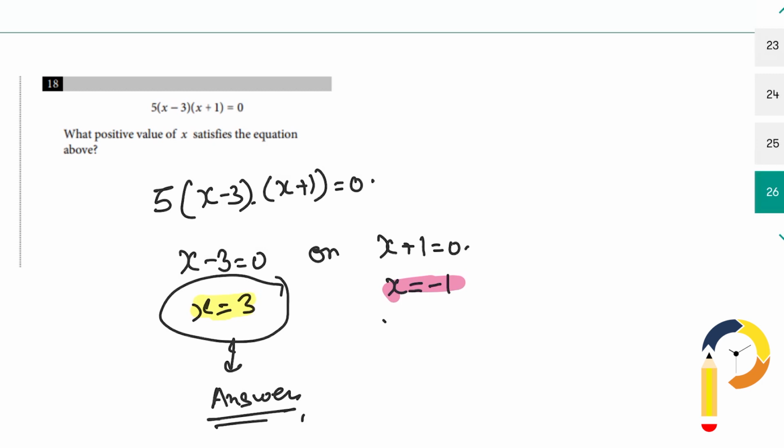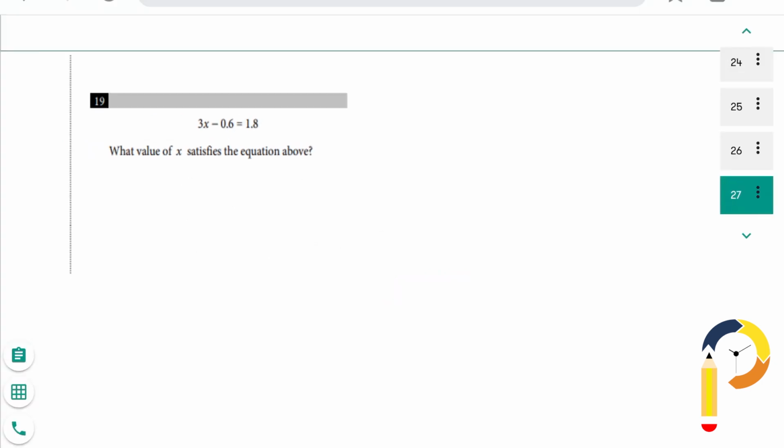Okay, so let's move to the next question. Question number 19. Let me quickly add it. We are given 3x minus 0.6 equals 1.8. Definitely this is the equation. What value of x satisfies the equation above? So what we need to find is the value of x from the given equation, right? So yes, you just need to solve it.